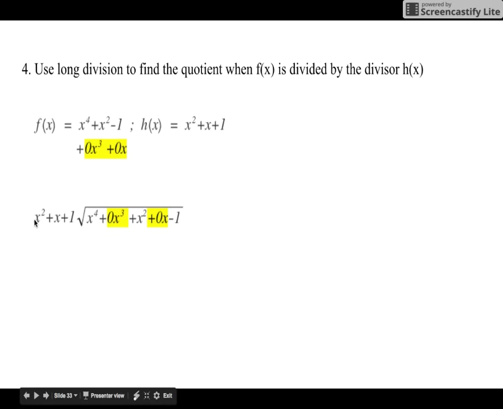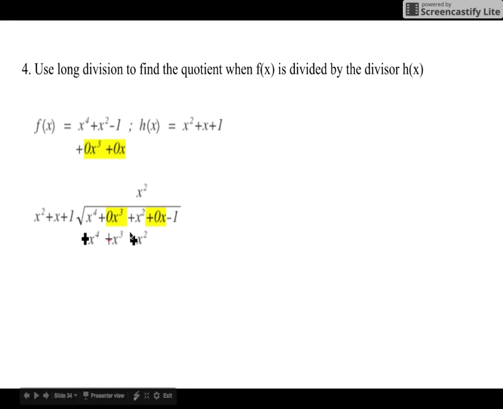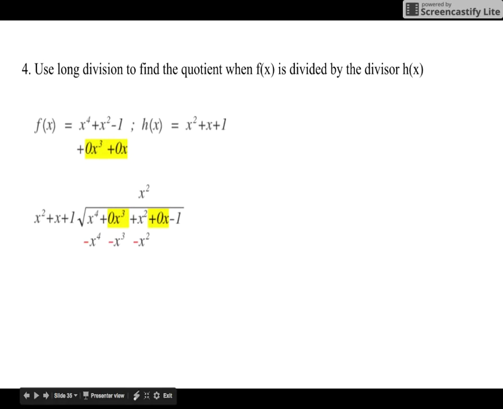So we're going to ask ourselves, what times x squared will give us x to the fourth? So x squared times what will give us x to the fourth? The answer to that is x squared. So again, we're going to multiply this variable by each of these. So then we'll have positive x to the fourth, positive x to the third, since x squared times x is x to the third, and then x squared times positive 1 is positive x squared. So again, rules of long division, you have to change all the signs. And that will give us that. So then you're going to just subtract, and then these will cancel out.